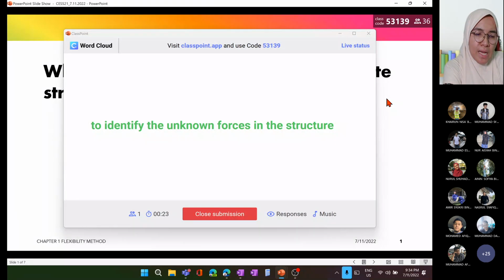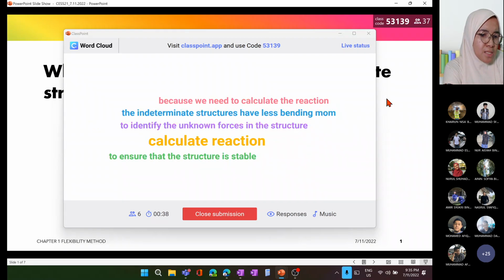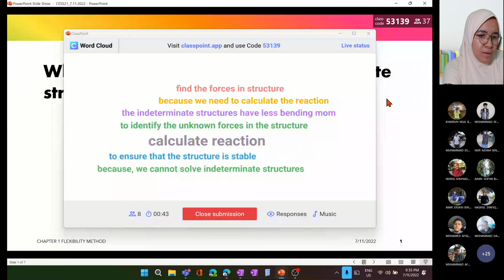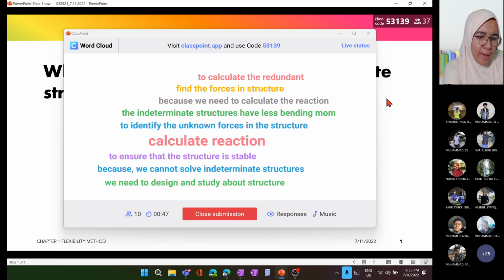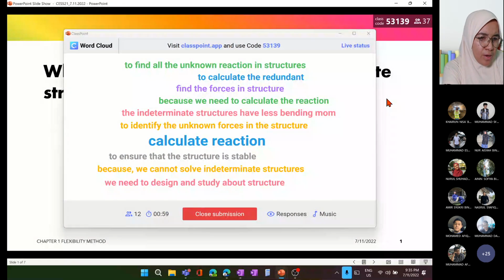We got one answer: to identify the unknown forces in the structure. Calculate reaction. Any more? To ensure the structure is stable, find the forces in structure. The indeterminate structure has less bending moment. To find all the unknown reactions in structures. To calculate redundant. Find the forces in structure, because we need to calculate the reaction.